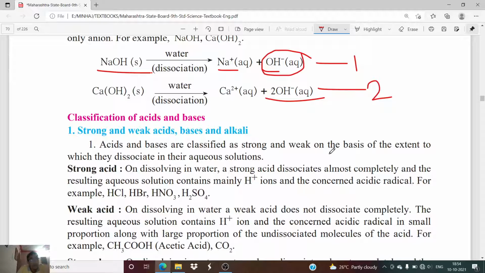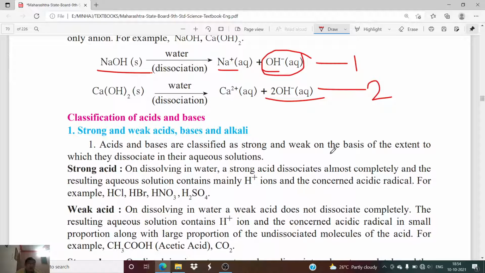Let me give one more example. If you are dissolving sugar in water and the sugar is completely dissolved in the water, then we can say the solution is a strong solution. But if the sugar is not completely dissolved in the water, then we can say that the solution is a weak solution.